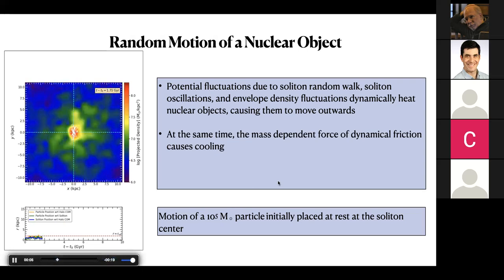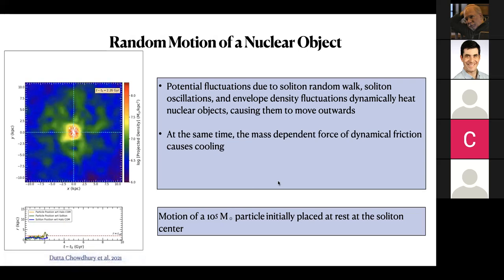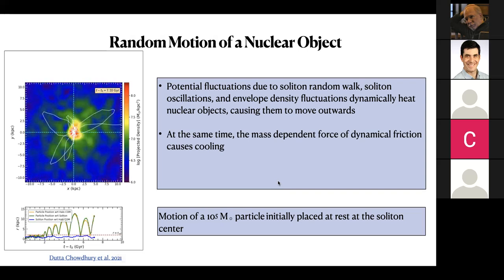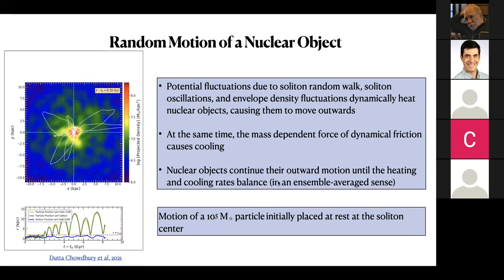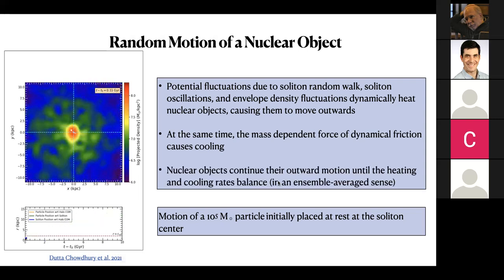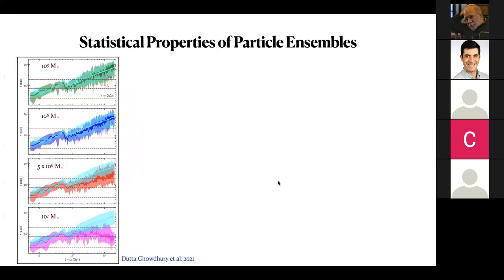Now, how long will this motion continue? Basically, this motion will continue until there's a force of dynamical friction that is able to balance the heating. And when the dynamical friction becomes important depends on the mass of the particle. Therefore, this outward motion will continue as long as, in an ensemble average sense, the heating and cooling rates are able to balance each other. So that is what we look at next.